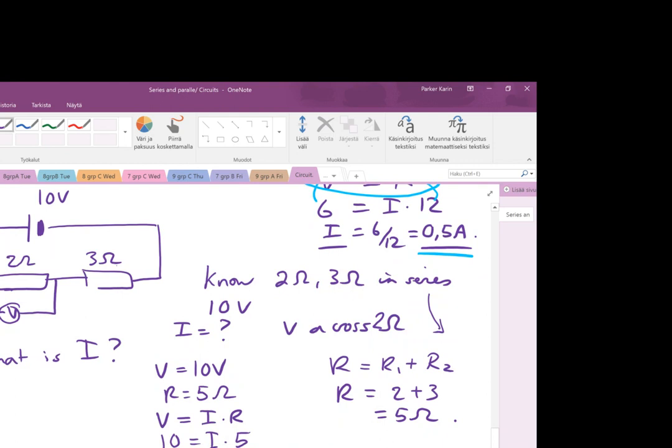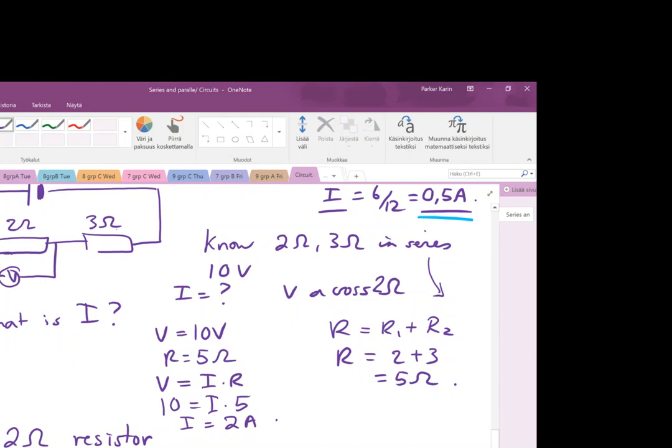What good does that do? Well, we know the current through there is 2 amps, and we've got a 2 ohm resistor. So for the 2 ohm resistor, V equals I times R. V is 2 times 2, so it's 4 volts. Okay, 3-stage calculation there. Add up the resistances, find the current, work out the voltage across the first resistor.